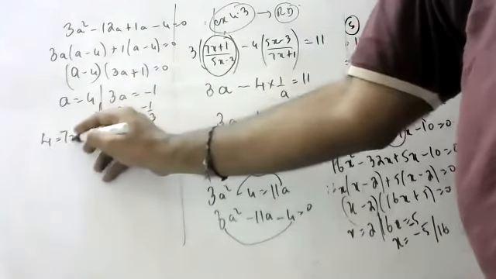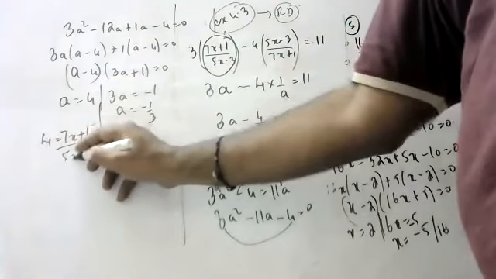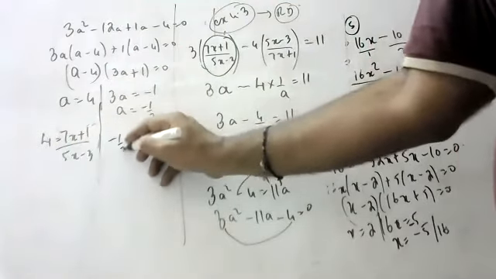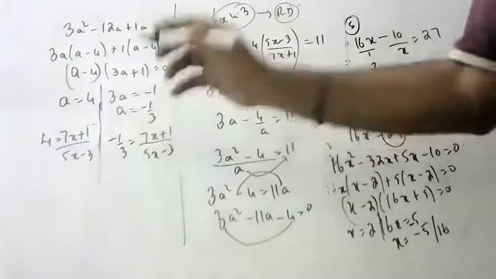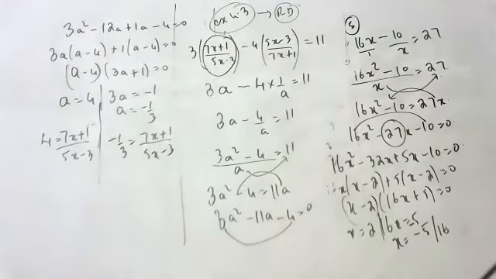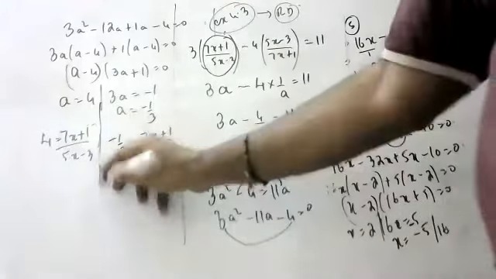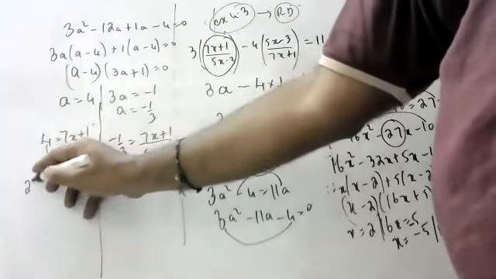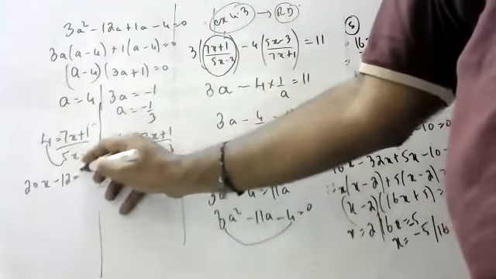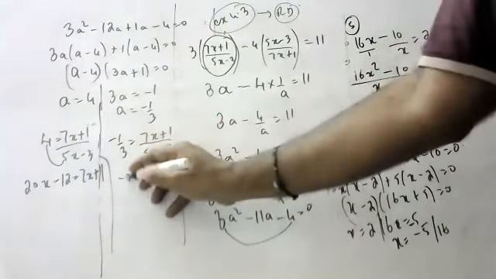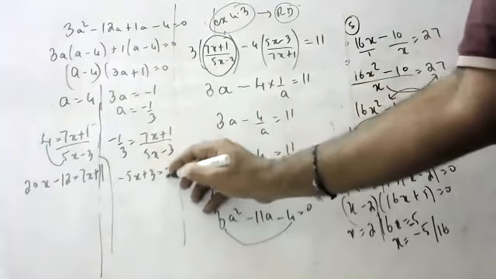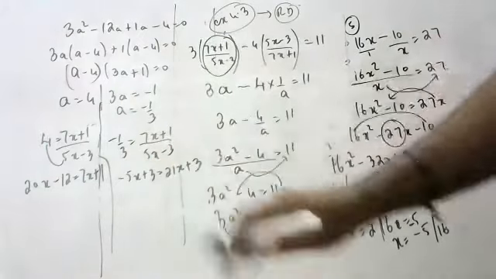Okay children, but what is our a? Our a was (7x + 1)/(5x − 3). Both of them we have to simplify, children, because we are getting two answers now. So this is 20x − 12 = 7x + 1. And how much is this, children? −5x + 3 = 21x + 3.